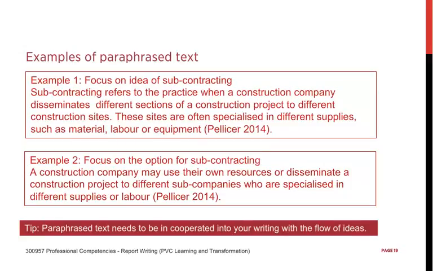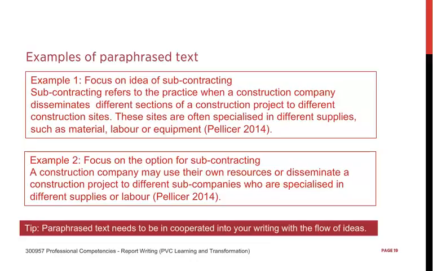On this slide we have examples of how to paraphrase the text from the previous slide. The first example is paraphrasing and focusing on the idea of subcontracting. So the text paraphrased becomes, subcontracting refers to the practice when a construction company disseminates different sections of a construction project to different construction sites. These sites are often specialized in different supplies such as material, labor, or equipment. And then you have the in-text reference.